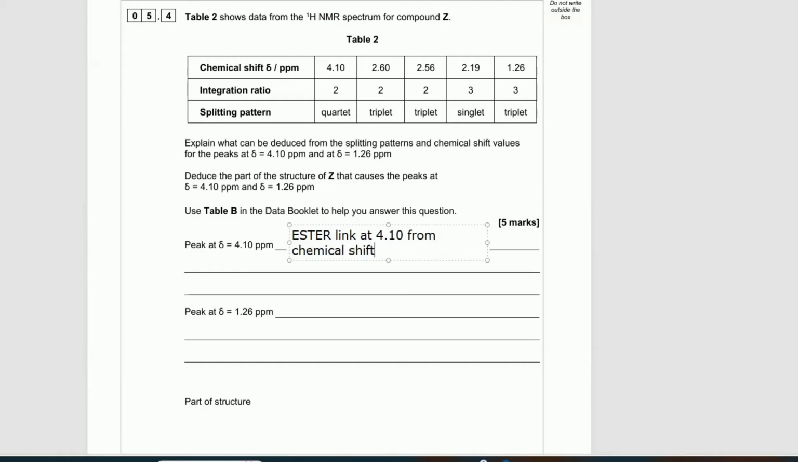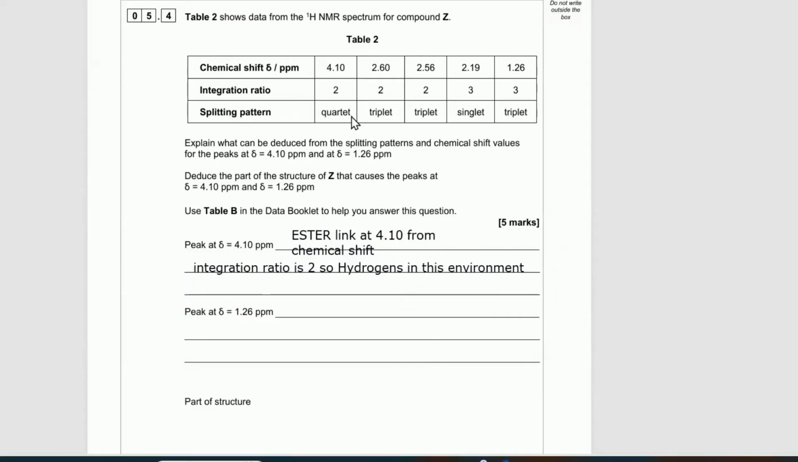What I can also tell from the data at 4.10 is that the integration ratio is 2. So 2 hydrogens in this environment. It's not always 2. Sometimes it's a ratio, but in this situation, as it normally does, it's telling us there's 2 hydrogens in this environment. So we know there's the ester link from 4.10. We know the integration ratio tells us there are 2 hydrogens in this environment.